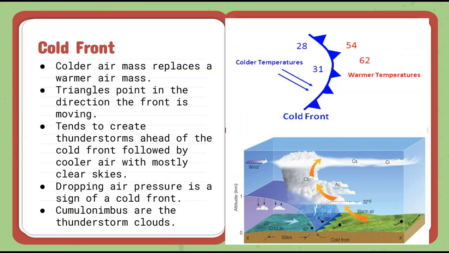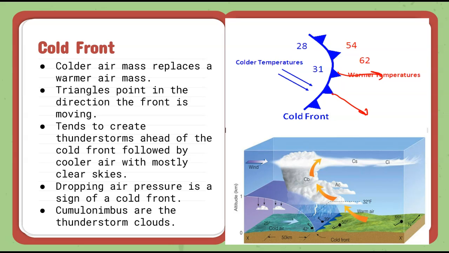Let's quickly review fronts so that you guys have a great understanding of what type of weather is associated with fronts, as well as a better idea of how they function in weather. So remember, a cold front is when colder air replaces warmer air. On a cold front's symbol, the arrows point in the direction that the front is moving. So the front, on the right-hand side of your screen, would be moving in the direction of the triangles.